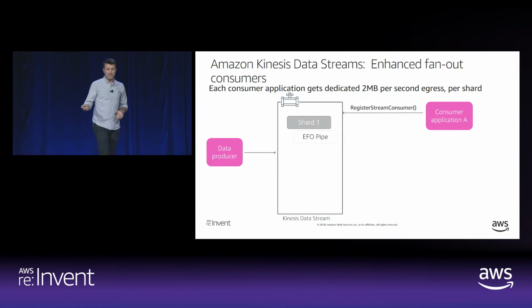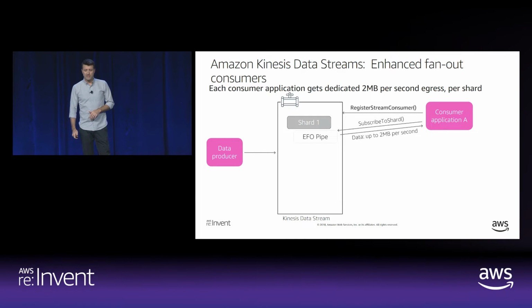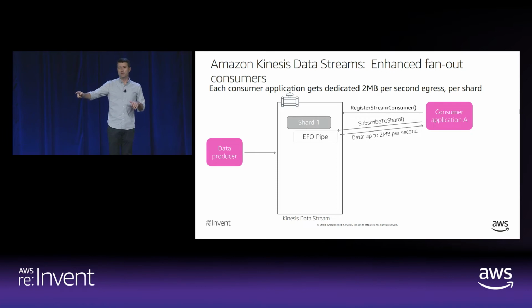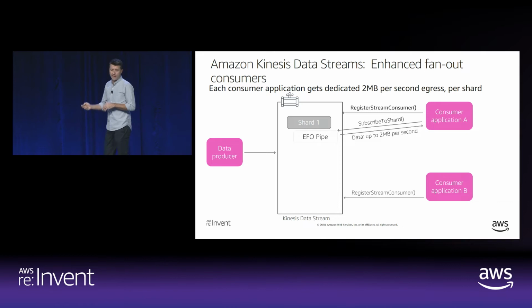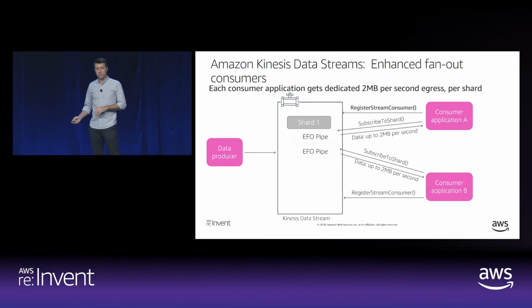So each consumer has to say register stream. We create internally this pipe, EFO pipe, that gives it its own dedicated throughput. And so now when it comes back and calls subscribe to shard, we give it its own 2 megs per second egress limit just for that one consumer. And so it's no longer having to contend for that 2 megs per second per shard limitation that previously existed with the old API. I can now come in and add more and more consumers.